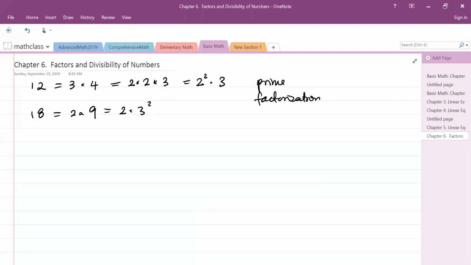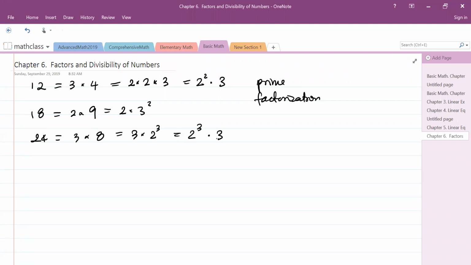Okay, I'm going to ask you to do problems. 24. Can you do that? Prime factorization, factor 24 so that it's a product of several prime numbers. So it's going to be 3 times 8, right? 8 is 2 cubed, so 3 times 2 cubed. But usually we write the smaller prime number first, so 2 cubed times 3.